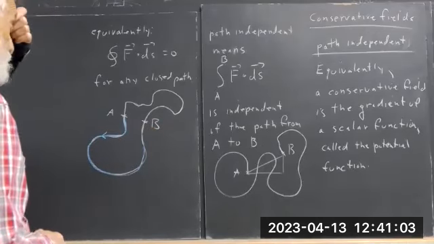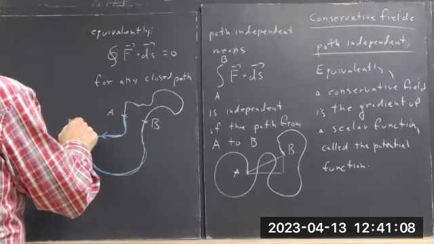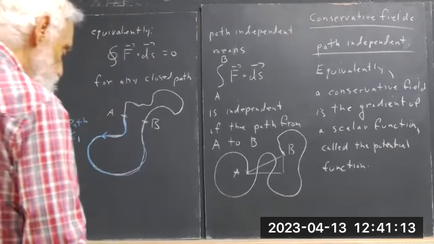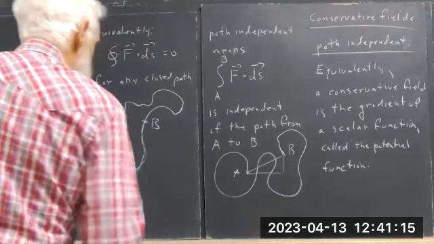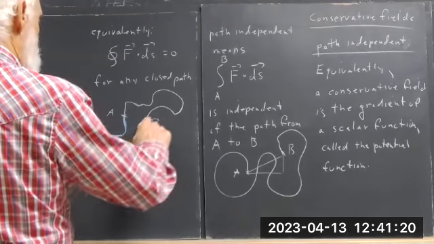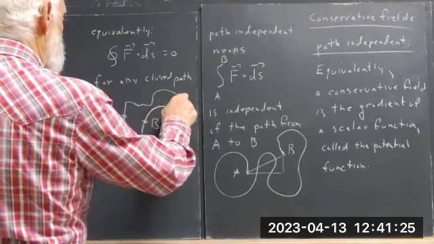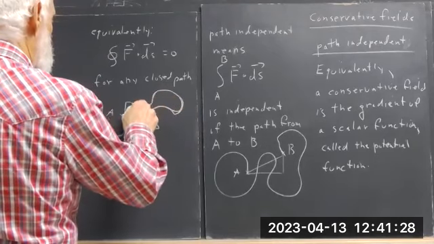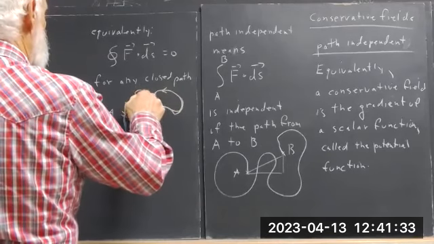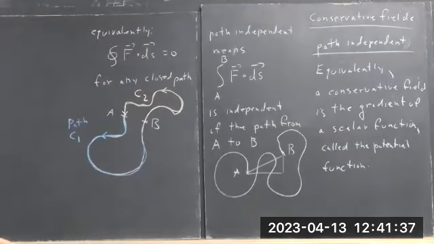Okay, we're going to take an interval from A to B along this path. Call this path C1. And then I'm going to continue this path, C2.